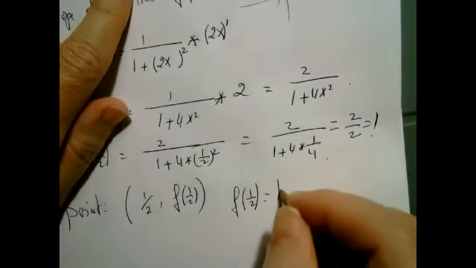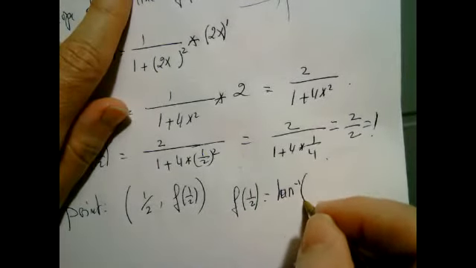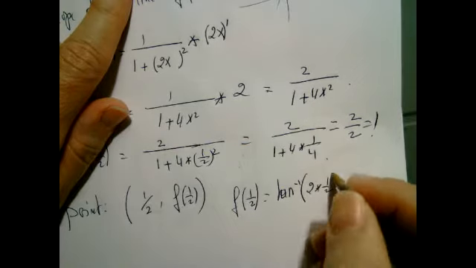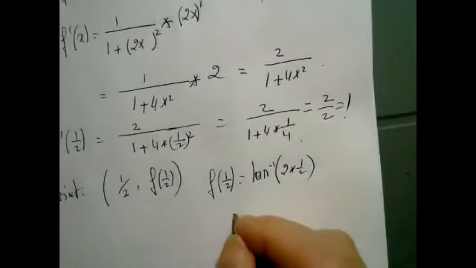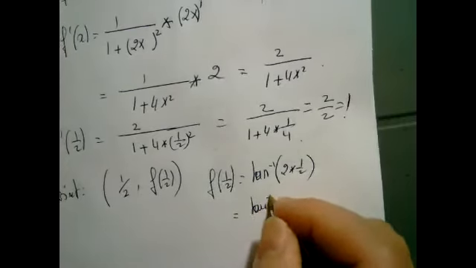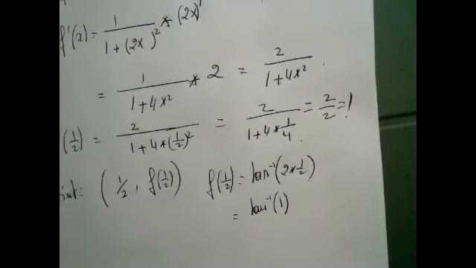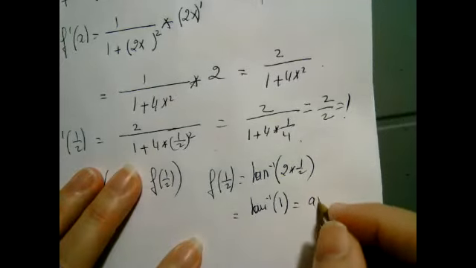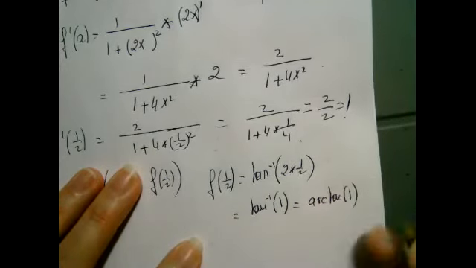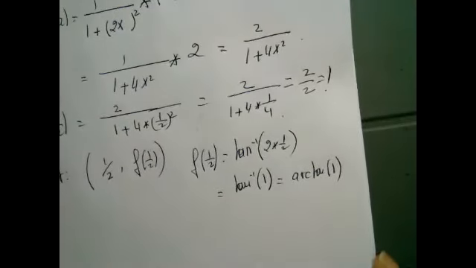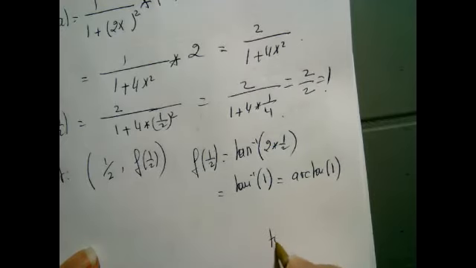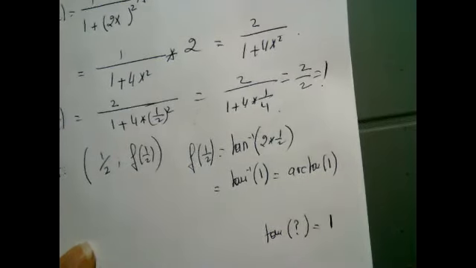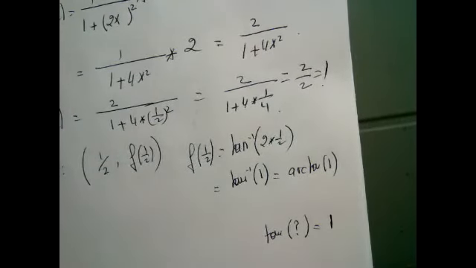F of 1/2 is the arctangent of 2 times 1/2. It means that's tangent inverse of 1. Or, as I said, I like arctangent. I actually prefer arctangent because it reminds me of the definition of what I'm doing. Now, arctangent of 1 means what is the angle, tangent of what, equal to 1. That means what is the angle such that the sine over the cosine is equal to 1.